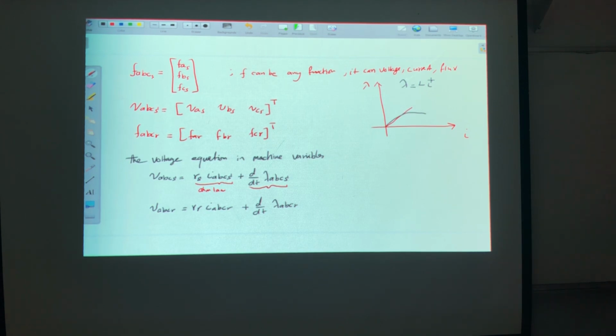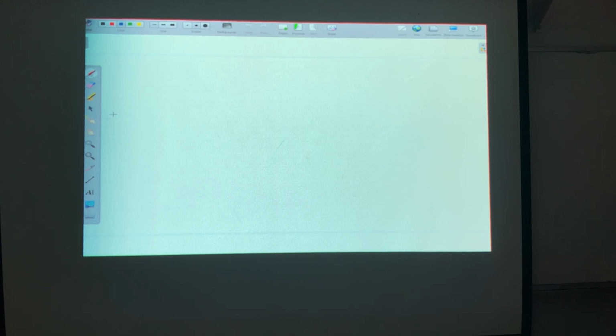Now, in order to proceed, I need to find an expression for the flux linkage. So I need to find an expression for the flux linkage, which is lambda ABCS, and also I need to find an expression for lambda ABCR.